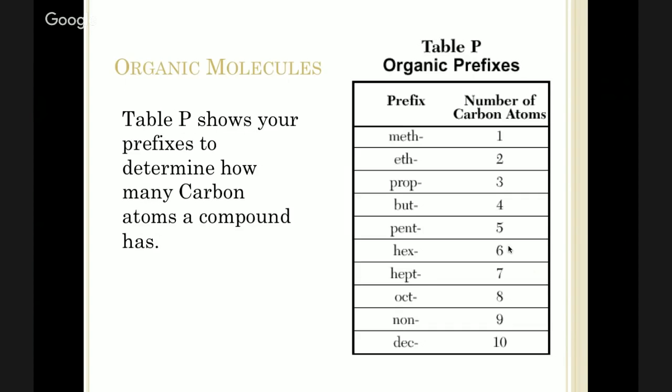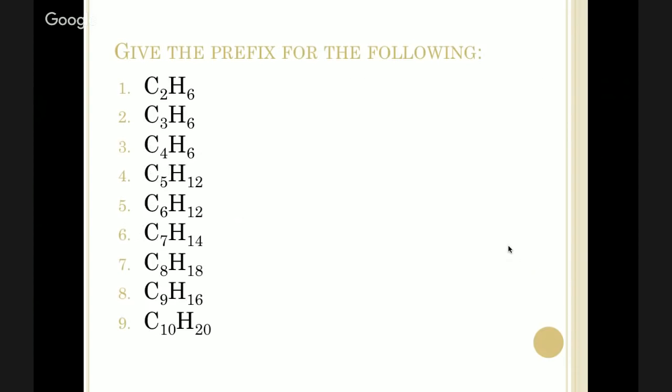All can be copied from table P, and you're just counting how many carbons to figure out your prefix. So putting that together, we should be able to name any hydrocarbon given the prefix and the suffix. The prefix is how many carbons you have, and the suffix tells you if you have single, double, or triple bonds, either by drawing it out or by using the formula on table Q.